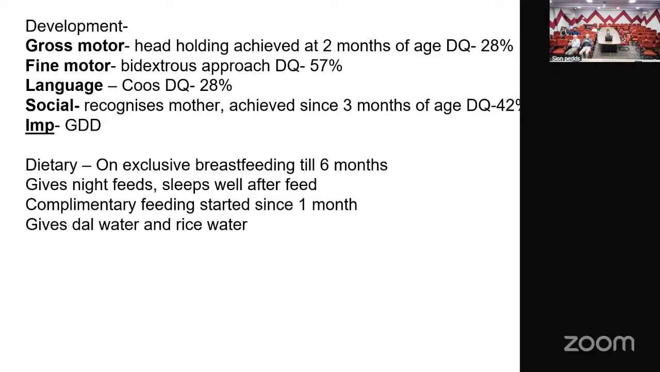Language, baby is cooing. Started at what age? 3 to 4. Nothing after that. What are your thoughts about this developmental history? You want to speak something? What are your thoughts about this developmental history?